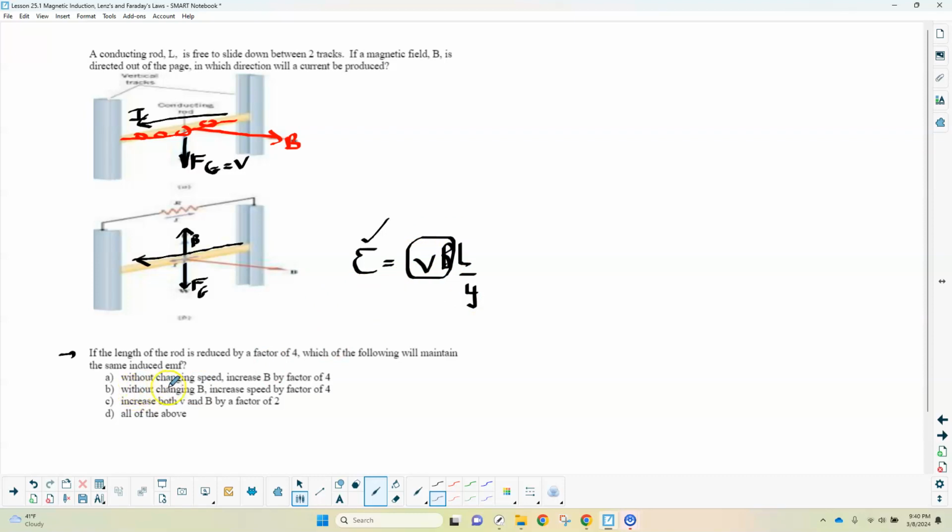So without changing the speed, we can increase the magnetic field by a factor of 4. Yeah, I think that checks out. Without changing the magnetic field, we can increase the speed by a factor of 4. We can increase both V and B by a factor of 2. Yeah, all three of those combinations are going to get us that constant EMF.